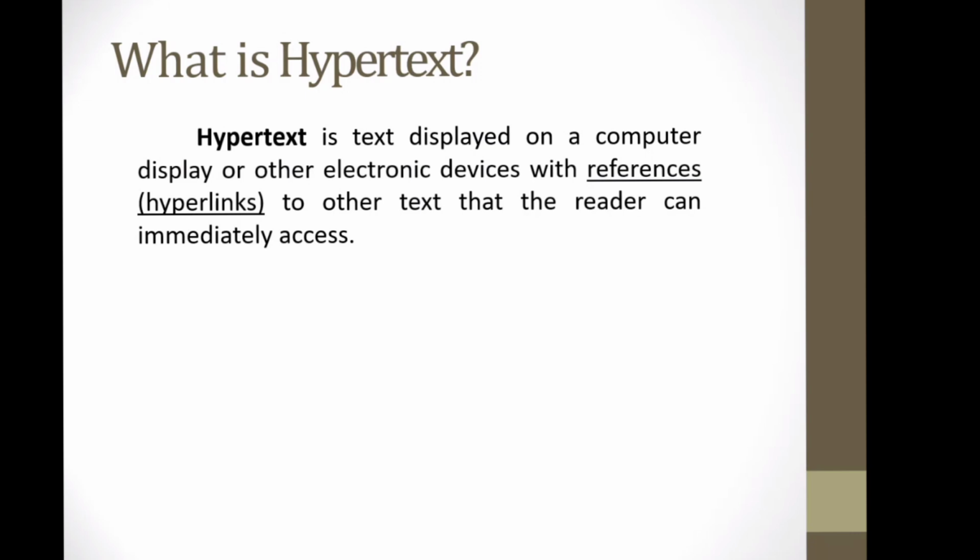Keep in mind, it is a text which has a link with something else. Again I repeat, a text which has a hyperlink with other text. The other text can be images or anything. So text with hyperlinks is called hypertext. Very simple. Text with the hyperlink is called hypertext.